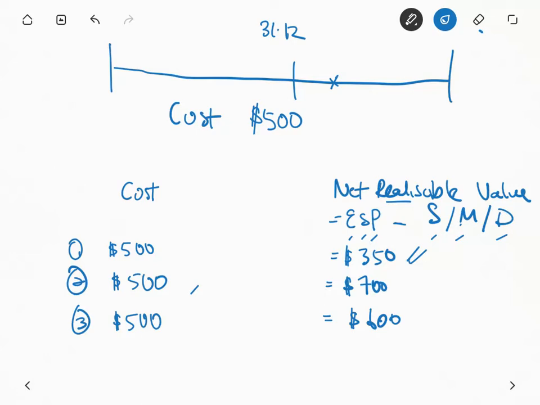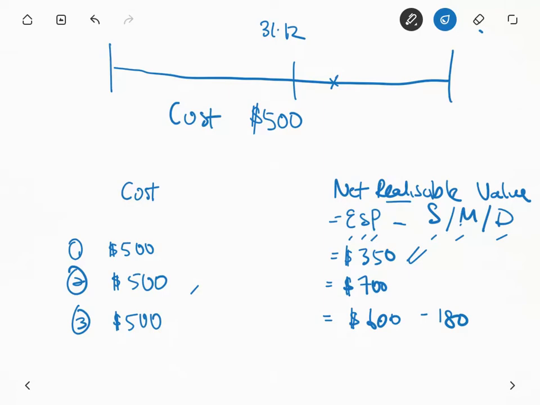So estimated selling price is 600. I have to repair 180. I have to pay 180 to repair. Then only I can sell it for 600. So what is the net I can receive from this? I can only receive net 420 from this goods. So my cost is 500, NRV is 420. So I should take 420. Must I adjust? Yes. Adjust by 80, reduce it to 420. Okay, no?